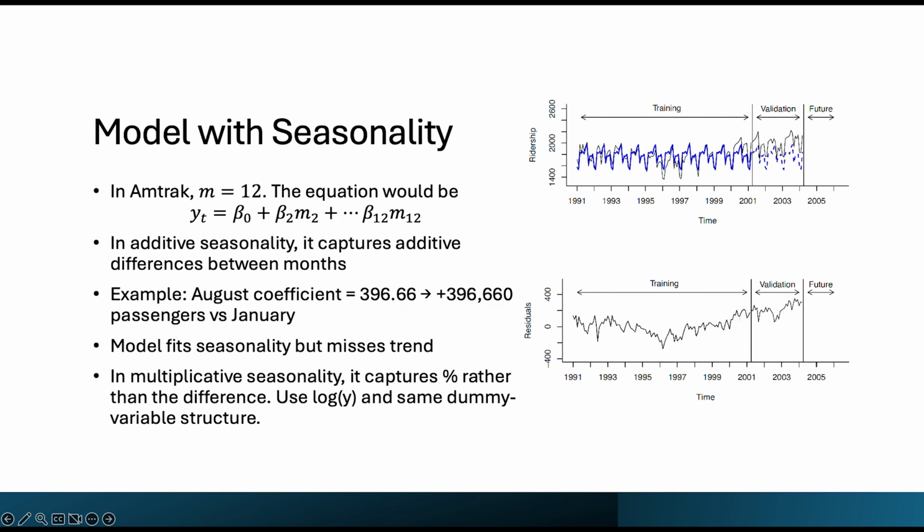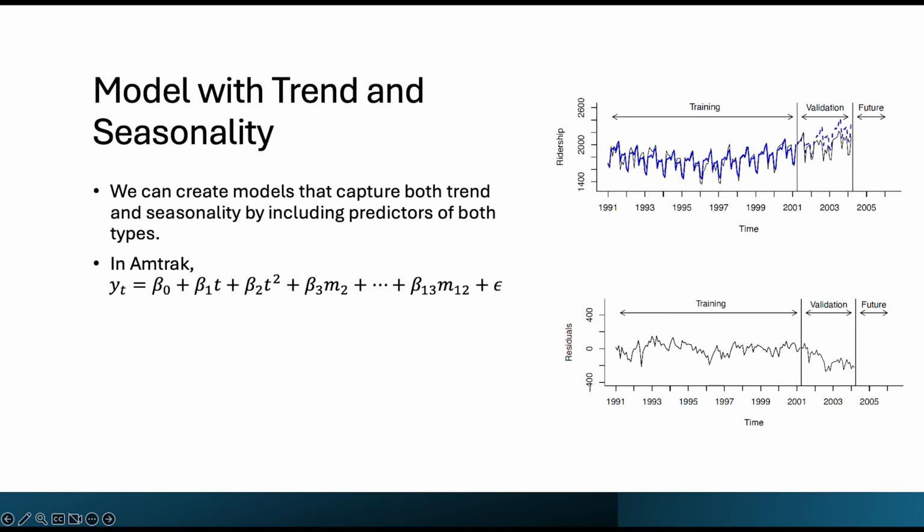If we have multiplicative seasonality, we think about applying log y: same regression structure, but we use log y as the dependent variable. In this setup, the coefficient is going to translate into percentage differences between seasons instead of absolute values. As we said, a model with seasonality is not enough. A model with a trend is not enough for our example.